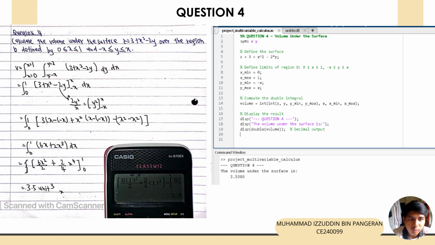The output is shown in the command window, where it is written that the volume under the surface is 3.5. How can we get the output? We must use the display command to display the volume under the surface. The output is shown in the command window after we run it.